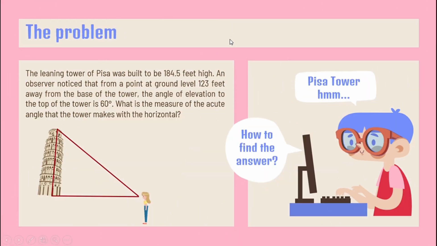Okay, here there is a question about the Tower of Pisa. The Leaning Tower of Pisa was built to be 184.5 feet high. An observer noticed that from a point at ground level 123 feet away from the base of the tower, the angle of elevation to the top of the tower is 60 degrees. What is the measure of the acute angle that the tower makes with the horizontal? And there's a figure that represents the situation in that question.